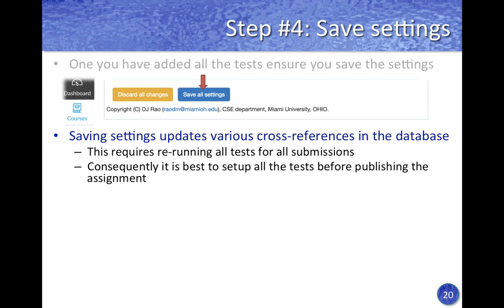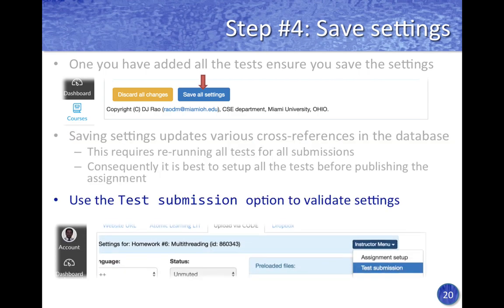Note that saving settings updates various cross-references and internal structures in the database. So once those cross-references are updated, it does require rerunning all of the tests for the submission. So if some parts of the test are changed, that means all of the test cases need to be rerun. So if you have many student submissions and if you're making changes after students have submitted solutions, you will have to retest all of their submissions. It does take some time to do it, but it's not too long. Nevertheless, it is best to set up all of these test cases and test to make sure they are set up correctly before publishing the assignment for use by students.